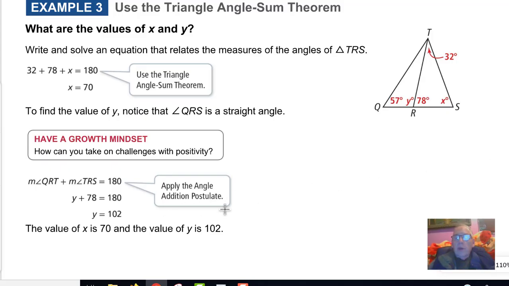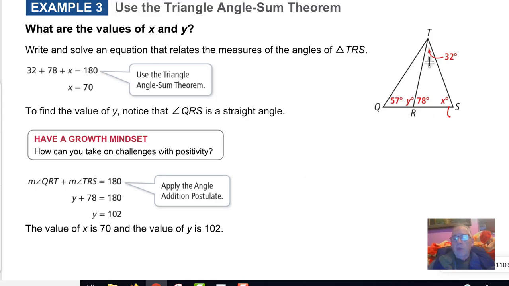Example 3, we want to use the triangle angle sum theorem. So let's see what we can do with this. This is similar to what was on the mathematical literacy page. So the sum of the angles in a triangle have to add up to 180 degrees. So in triangle TQS, the measure of Q plus T, notice T is actually this big angle, plus S needs to make 180.